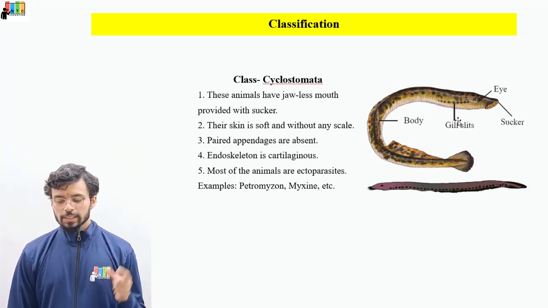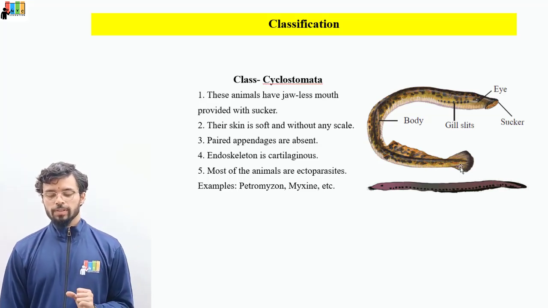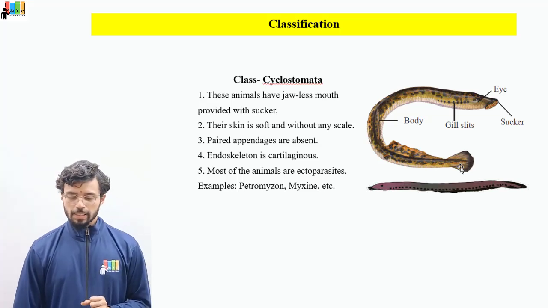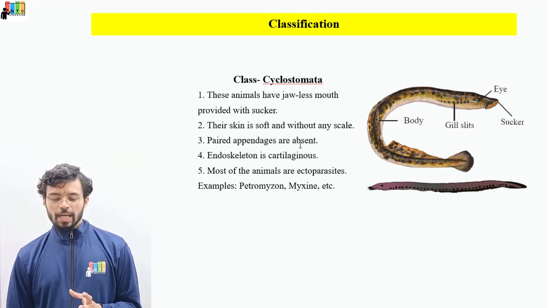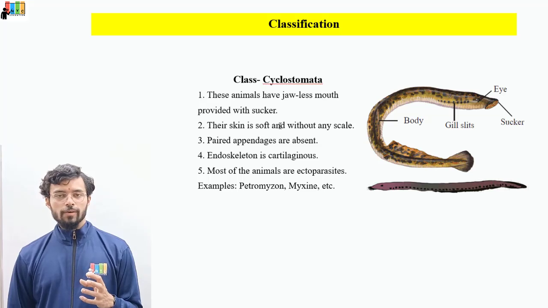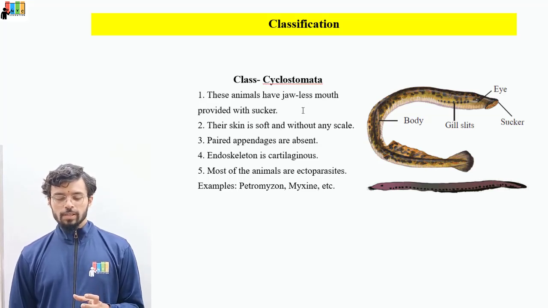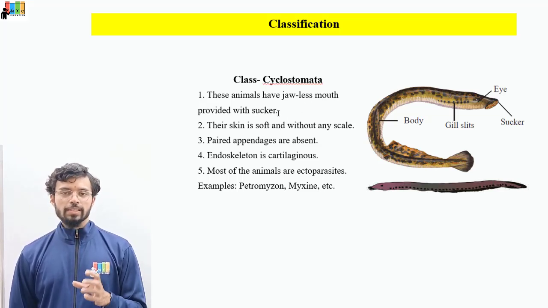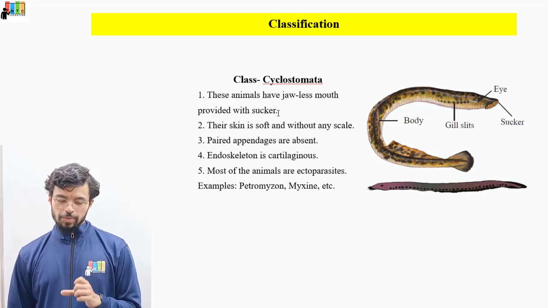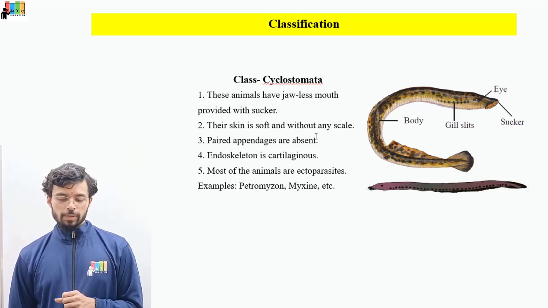You have the gills, you have the body, and you have these tail fins. So best examples are like lamprey. So these are jawless fish or jawless animals. A mouth is provided with a sucker, as I told you, for attachment to the host or a substrate. Their skin is soft and without any scales.